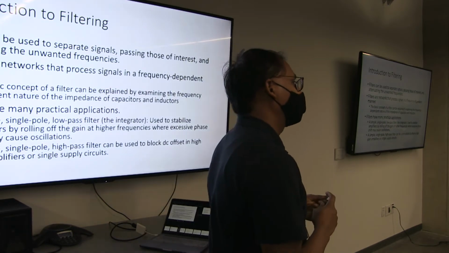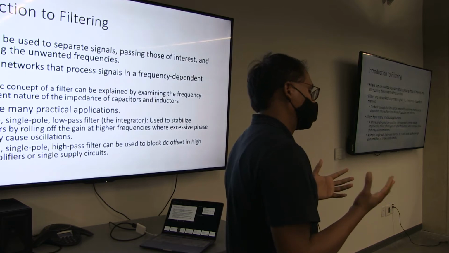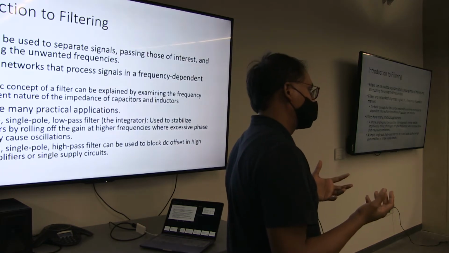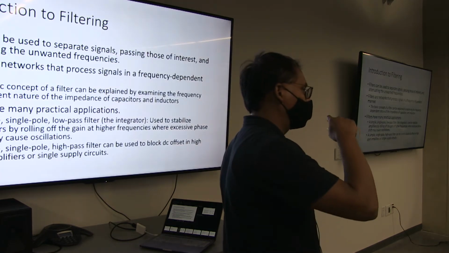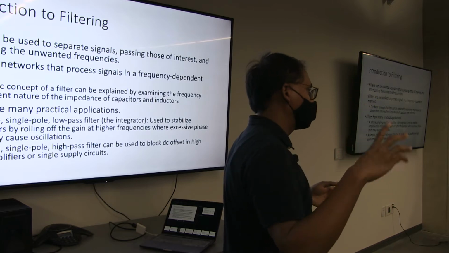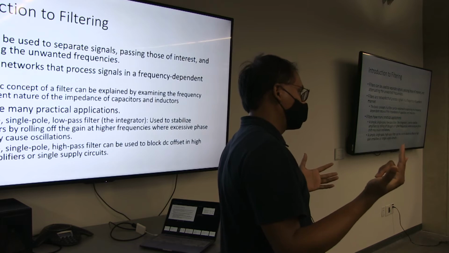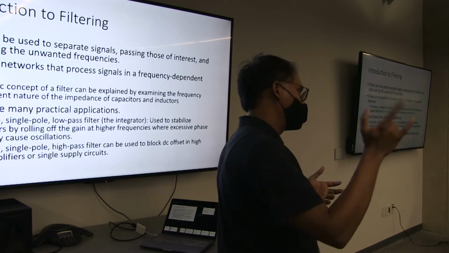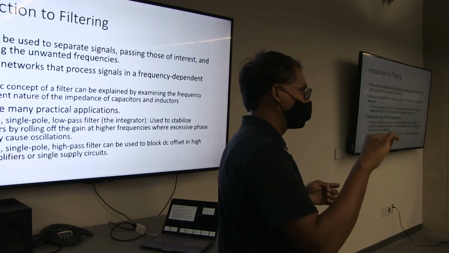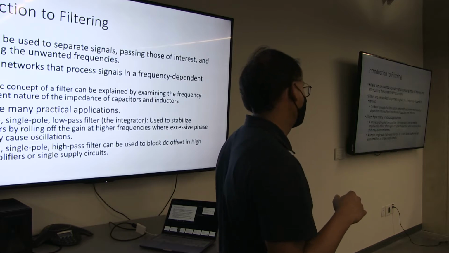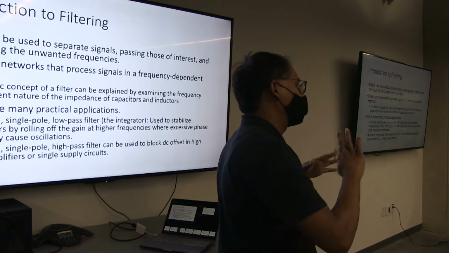When I say simple, I mean a basic RC. When you have a resistor and a capacitor to ground and you're taking the voltage across the capacitor, that's a low pass filter. When you switch the capacitor and resistor, that's a high pass filter. So when I say simple single pole, I mean a basic RC.